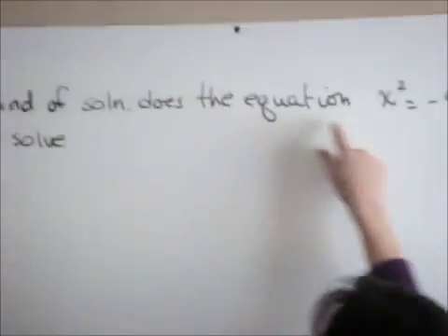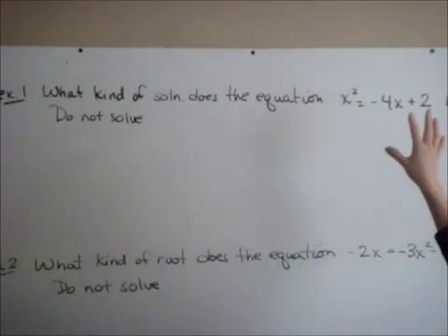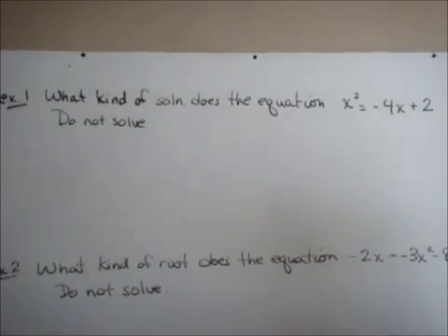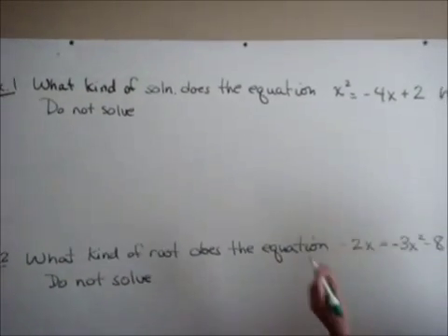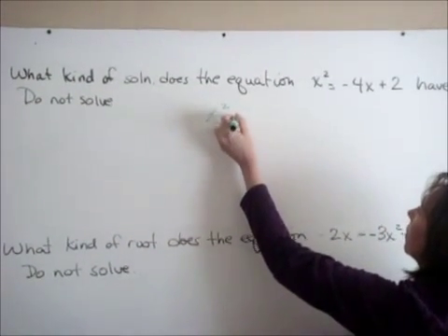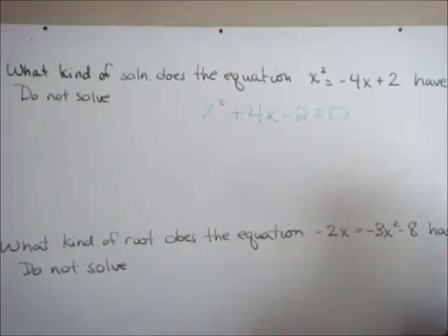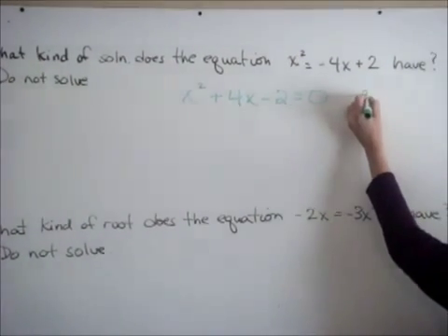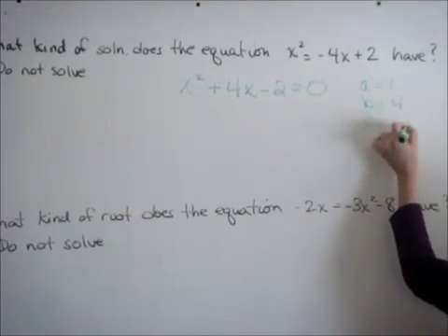What kind of solution does the equation x squared minus 4x plus 2 have? Do not solve. So right away we're going to recognize, oh, this is a quadratic equation because it has an x squared term. So we need to put it in the form ax squared plus bx plus c equals 0. So we're going to get x squared plus 4x minus 2 equals 0. I put it into this form, and now we're going to write down our a is 1, our b is 4, and our c is minus 2.